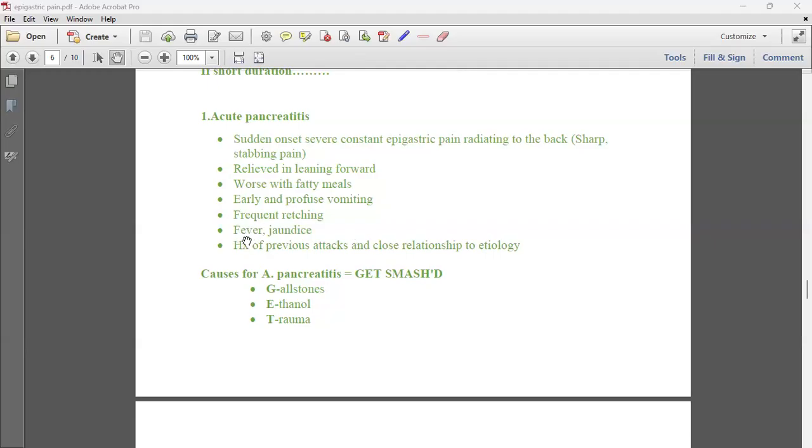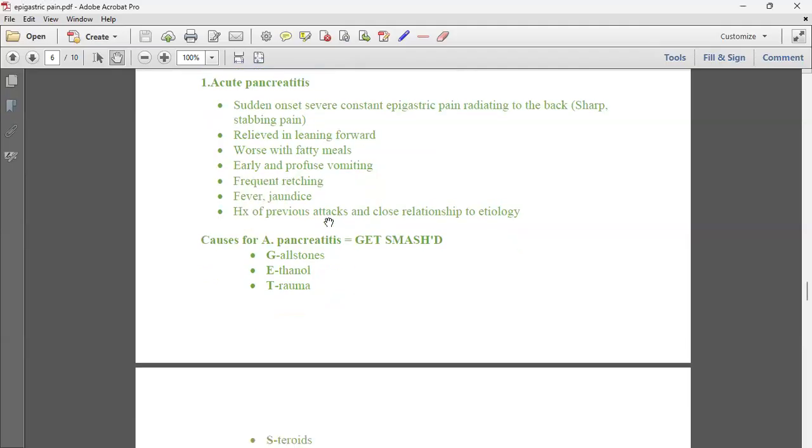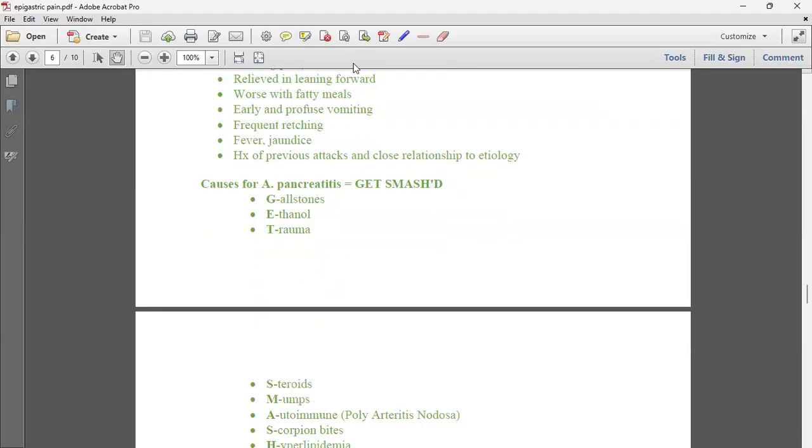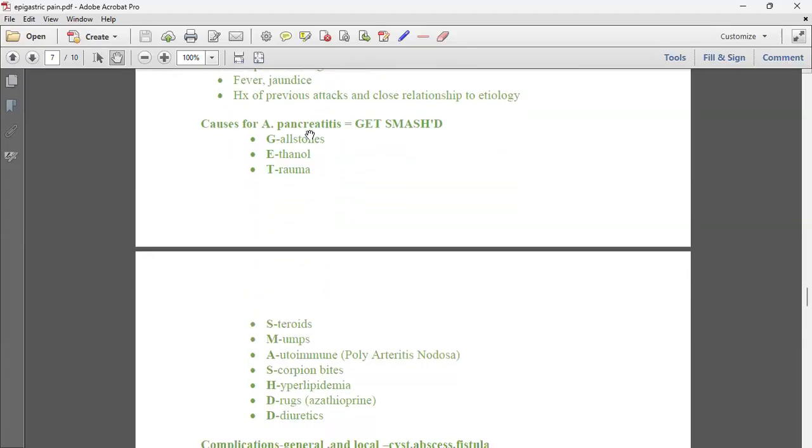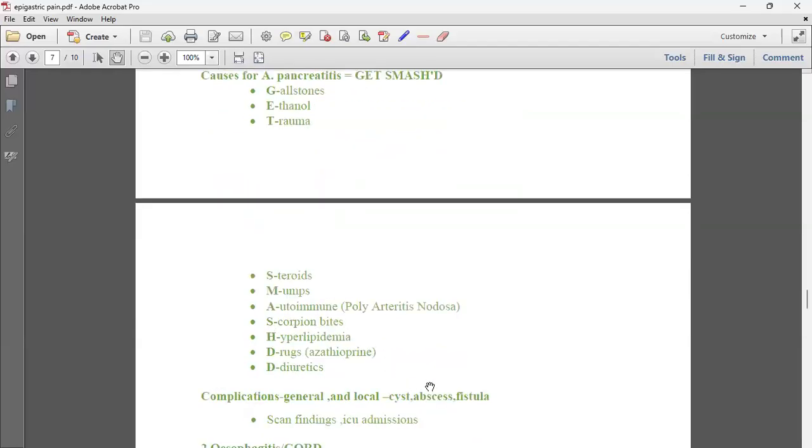There might be associated fever. And if the pancreas is very inflamed, it might impinge on the biliary tree, producing some degree of jaundice also. There is also a close relationship with the cause of the pancreatitis. Within one or two days of an alcohol intake, they will get an attack of epigastric pain, and then you should be highly suspicious of whether this is pancreatitis. These are also some etiologies for pancreatitis: gallstones, alcohol, trauma, autoimmune disorders, scorpion bites and all.